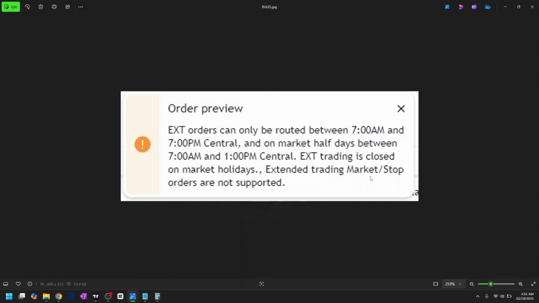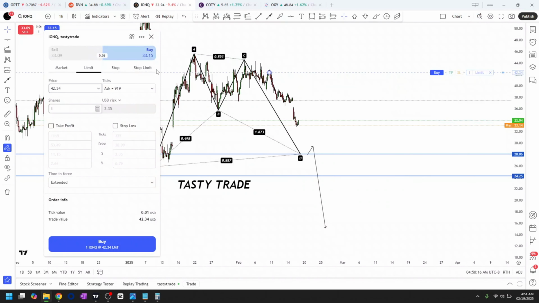Extended trading market and stop orders are not supported in the extended hours for these guys, at least. No market orders, it has to be a limit order. No stop orders. You cannot bracket your trade. That's very dangerous in my opinion, and I wouldn't recommend it. For your pre-market, post-market trading or outside regular hours, I'd say use something like a Webull. Somebody's got to let you put a bracket around that stuff so it automatically executes your bracketed orders, your stop loss orders, and your take profit orders.